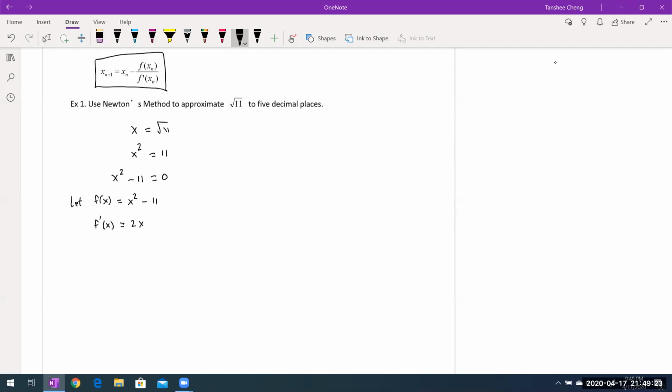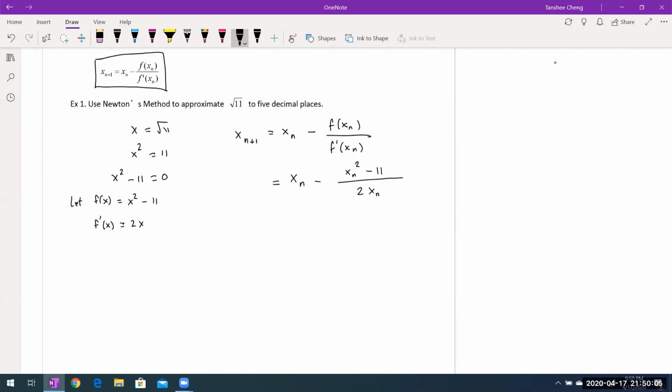So now what we're going to do is put into this formula, which is x_{n+1} = x_n - f(x_n) / f'(x_n). If you look at this, the formula will be x_n minus, if I evaluate the function at x_n, x_n squared minus 11, over the derivative function, which is 2 times x_n.